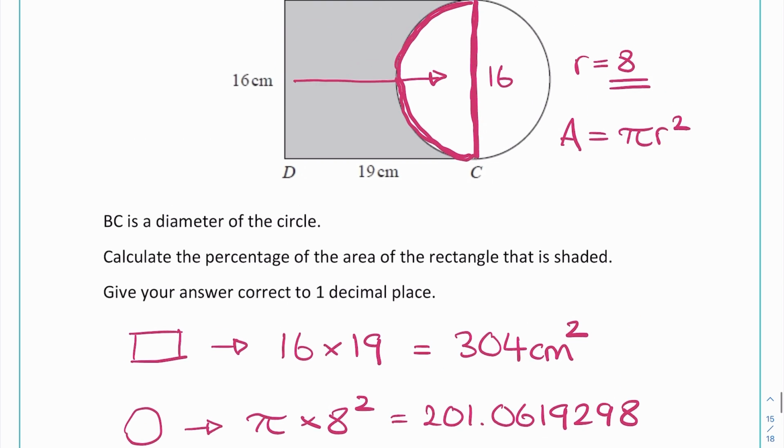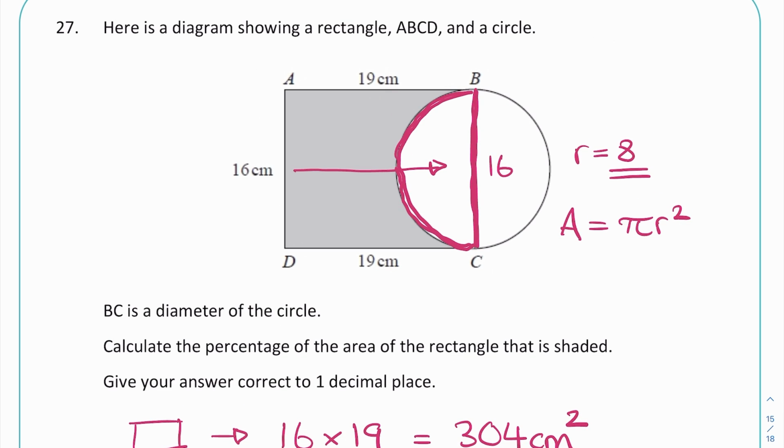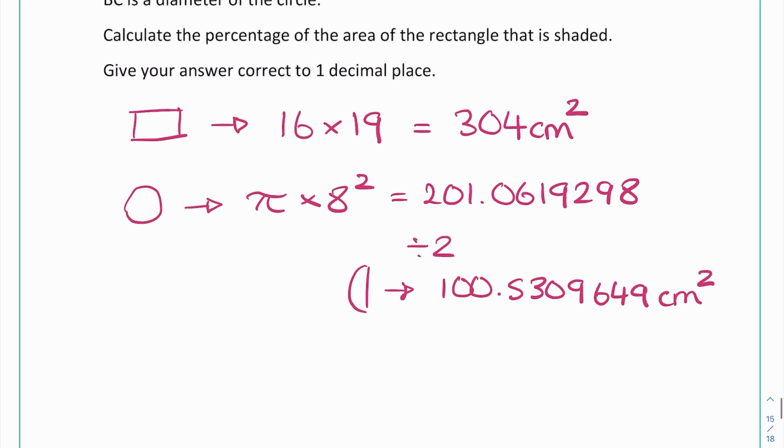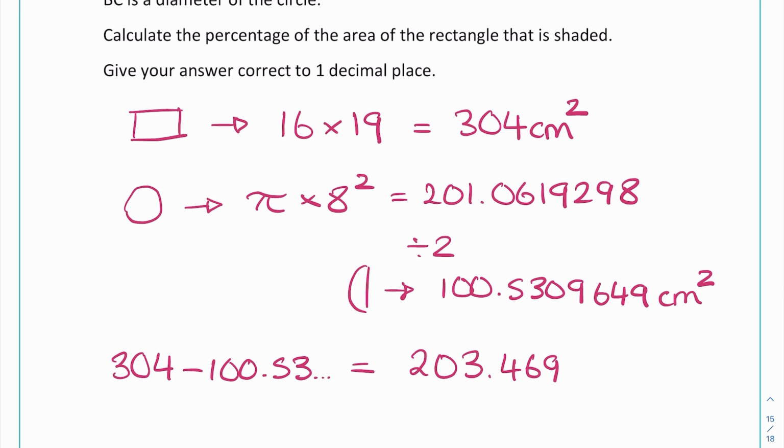I'm going to write them all down for the moment because I don't want it to affect my final answer. So if I want to know the area of that shaded region, I would take the area of the rectangle and subtract the area of this unshaded region. And that's going to tell me the area of the actual shaded part. So if we take these away from one another, I'm going to do 304 subtract the 100.53 and the rest of those decimals. So on my calculator, it's going to do 304, take away the answer, and that gives me 203.4690351. Now that there is the shaded region.